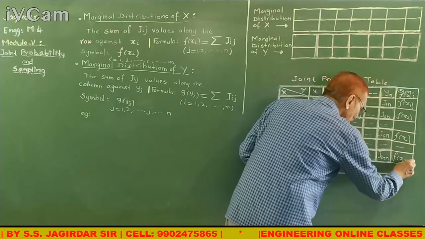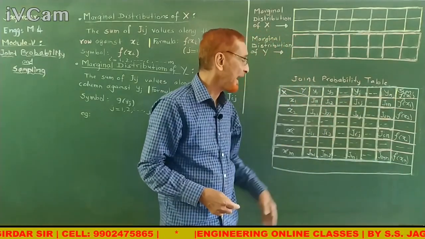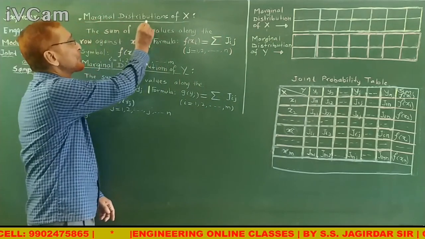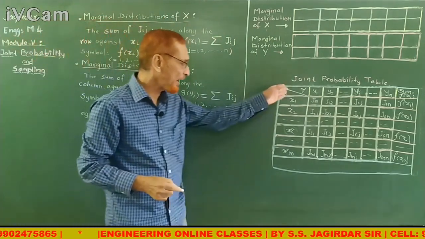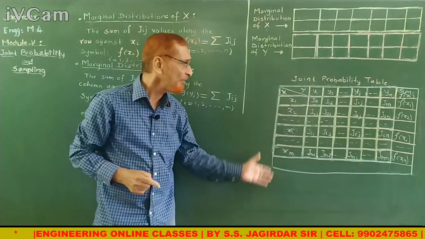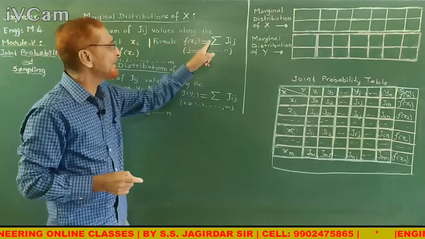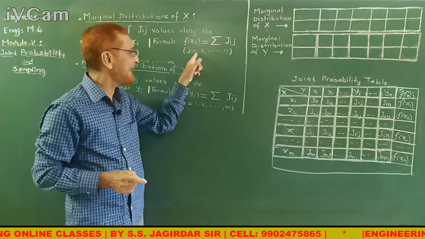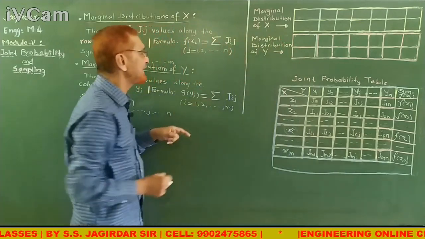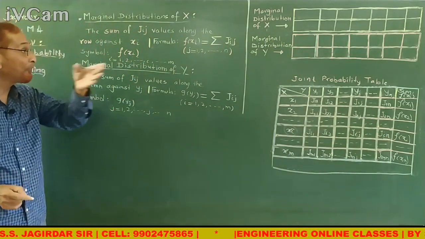So, all these values, with an additional column of the added J_ij values against all the values of x, are called the marginal distribution of x. There are m values of x, therefore there are m marginal probability distribution values. And the formula is the summation of all J_ij values, where j takes the values 1, 2, up to n, while i remains constant. These values together are the marginal distribution of x.